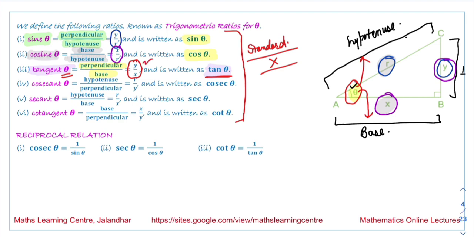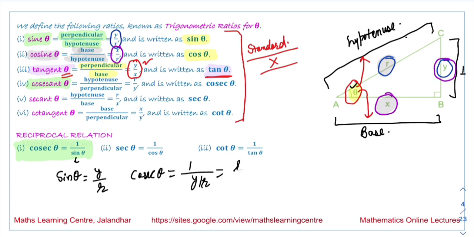The next ratio we have is cosecant theta. It is mentioned here that cosecant theta is just the reciprocal of sin theta. What is the value of sin theta? Sin theta is equal to perpendicular over hypotenuse. So cosecant theta will be equal to 1 over y over r, which is equal to r over y.